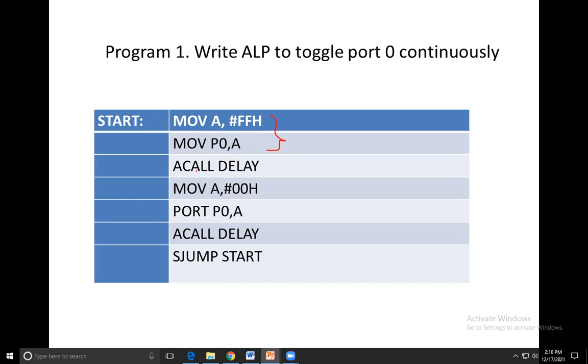After that, a call to delay. Then next, transfer 00H to A, and then A to port 0. Then a call to delay, and again SJMP start. So the same process will be executed again and again. So this is the first program: write a program to toggle port 0 continuously.